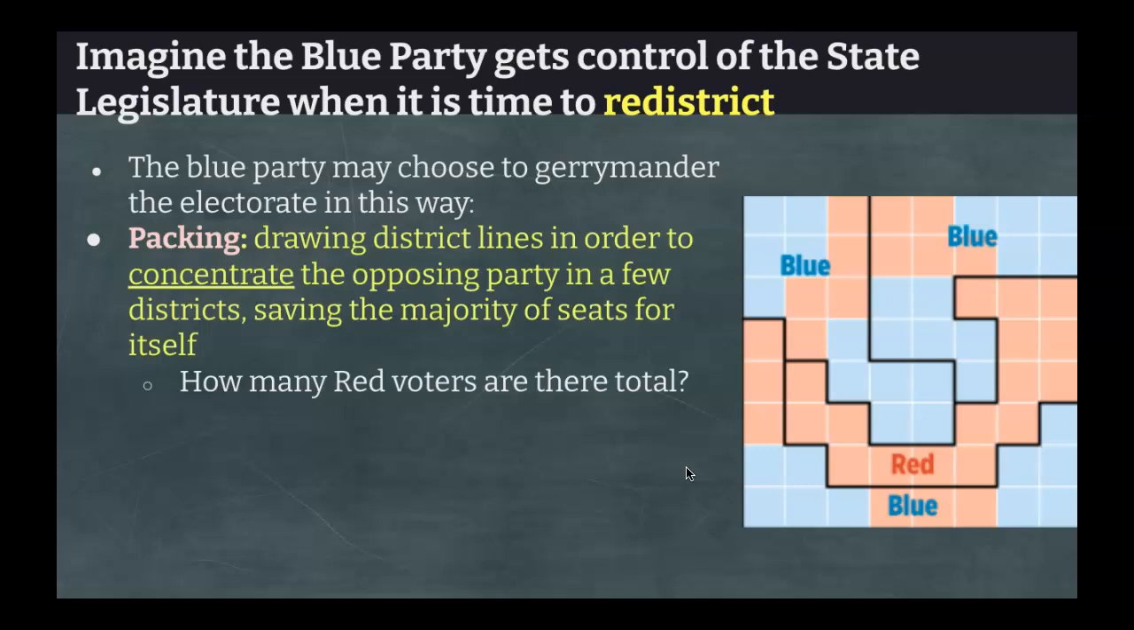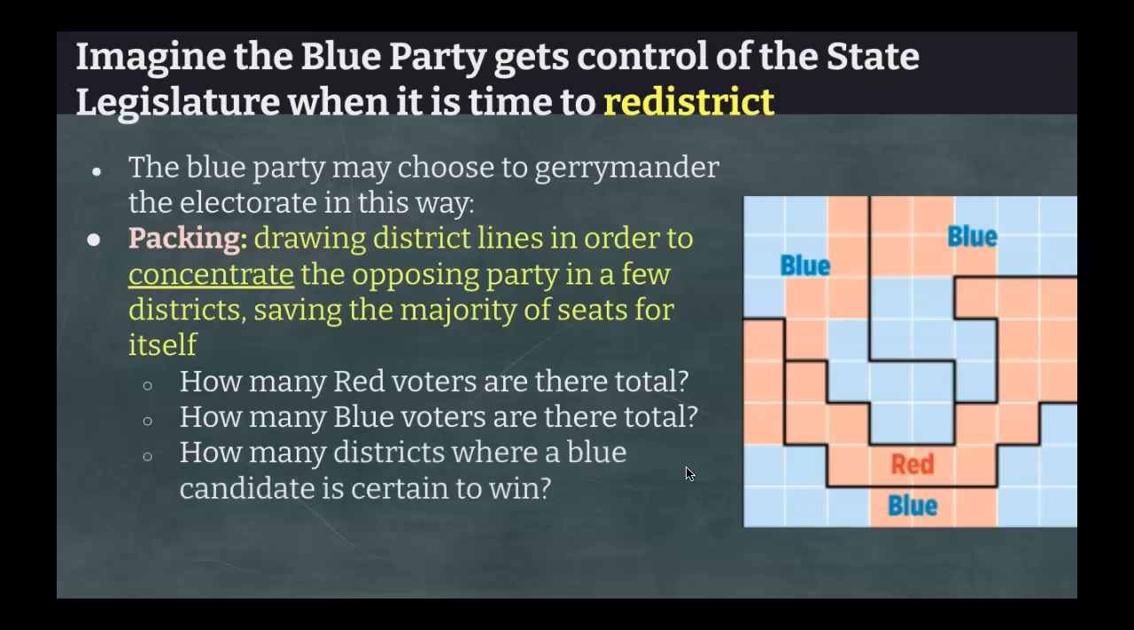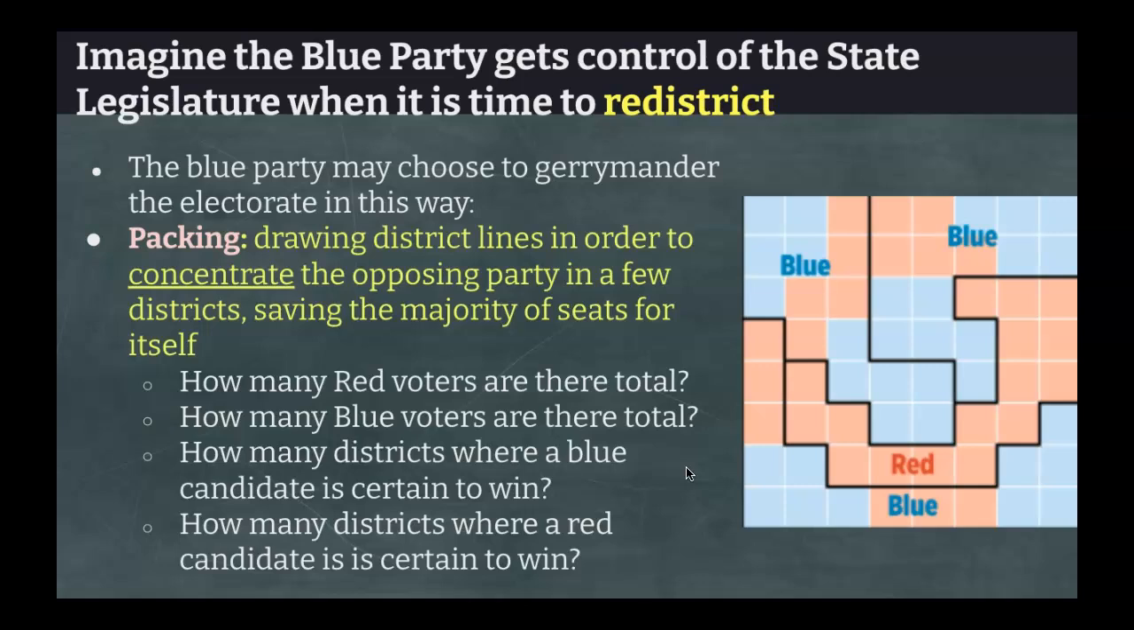How many red voters are there in total? I'll give you a hint, it hasn't changed from the previous map. How many blue voters are there in total? Again, a hint, it hasn't changed from the previous map. But how many districts are there now where a blue candidate is certain to win? How many districts where a red candidate is certain to win?